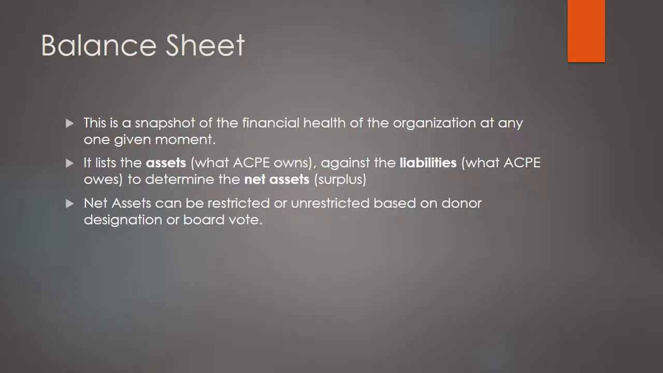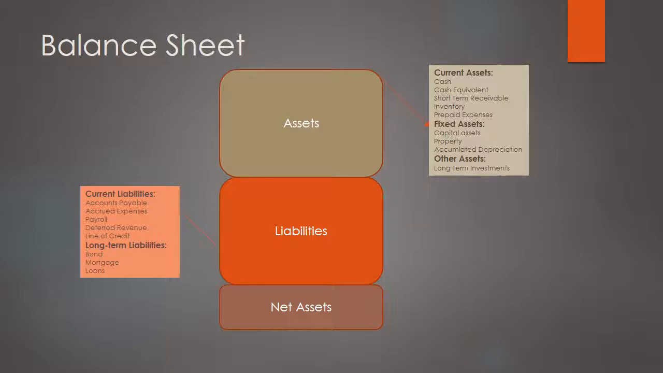Let's look at a diagram. As you actually look at your balance sheet, the assets will be the first items listed, and again, they include cash, inventory, capital assets, like property or even technology and office equipment, the value of those things. And then we subtract any liabilities, such as payroll or short-term line of credit that you might have, as well as long-term liabilities such as mortgages and loans, to get net assets.